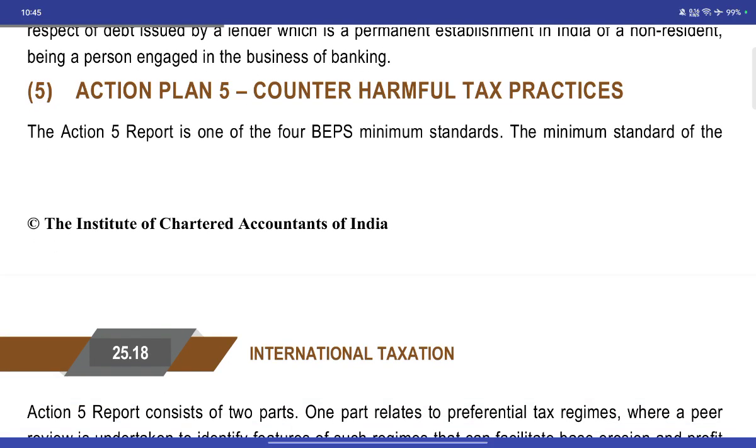Action Plan 5: counter harmful tax practices. Action Plan 5 is one of the four BEPS (base erosion and profit shifting) minimum standards. The minimum standards of Action Plan 5.